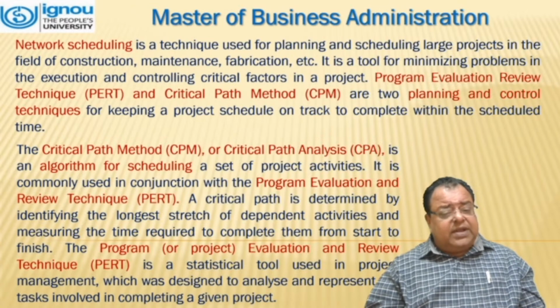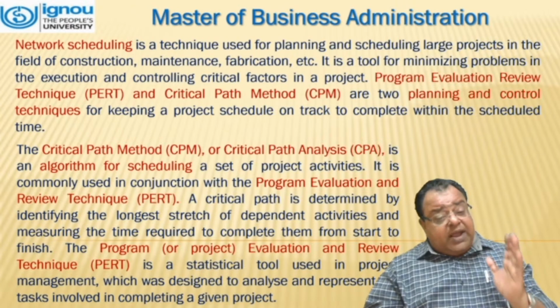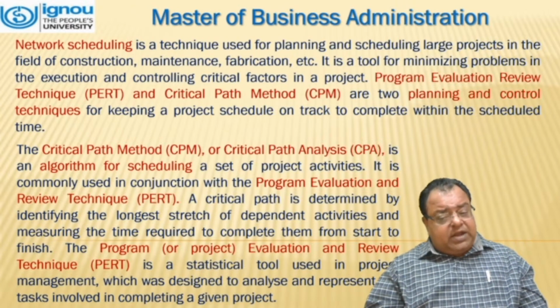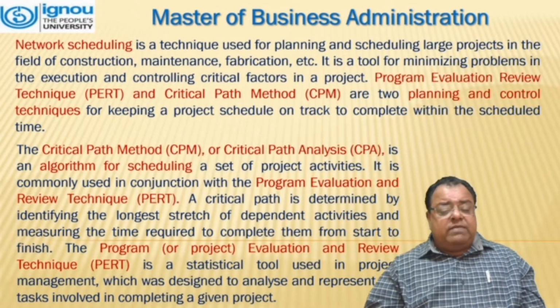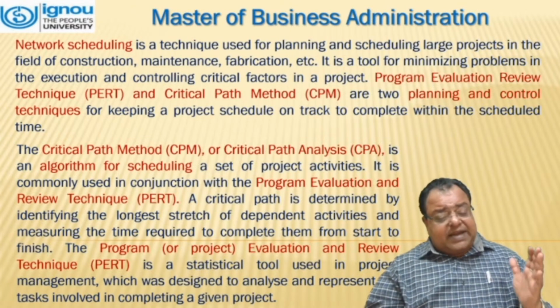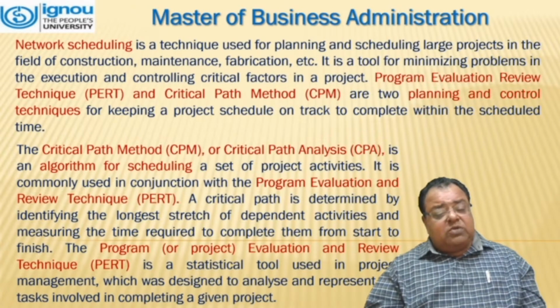The critical path method, or critical path analysis (CPA), is an algorithm for scheduling a set of project activities. It is commonly used in conjunction with Program Evaluation Review Technique, in short PERT. A critical path is determined by identifying the longest stretch of dependent activities and measuring the time required to complete them from start to finish. The Program or Project Evaluation and Review Technique is a statistical tool used in project management, which was designed to analyze and represent the tasks involved in completing a given project.